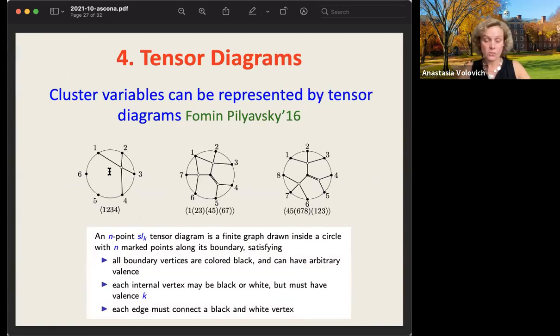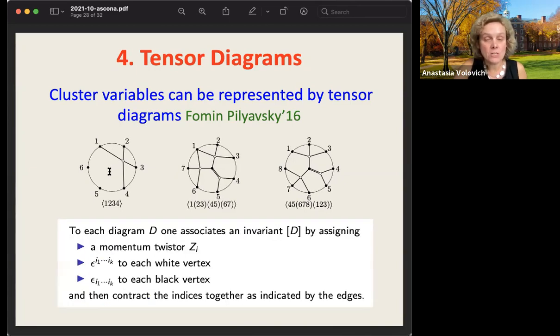So the second approach, again, we took something essentially from the cluster algebra literature that's been extensively used and applied it. There is something called tensor diagrams, which mathematicians discuss. Maybe I'll just quickly flash that these were constructed by Fomin and Pylyavskyy in 2016. You color boundary vertices black, and then they have valence 4 for Gr(4,n). To each outside line, you associate a momentum twistor Z, and then you contract them with epsilon symbols, depending on how the diagram looks, and to each diagram there is an associated invariant.